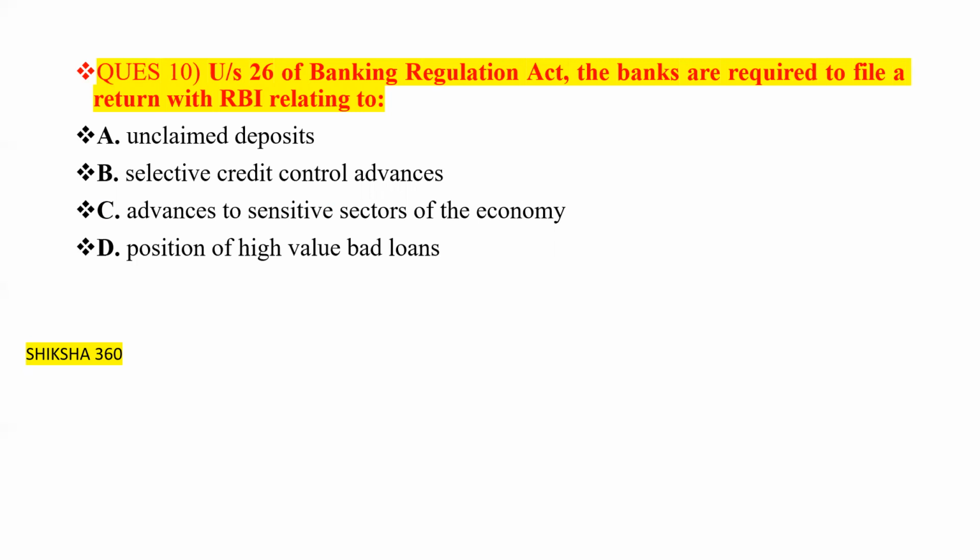Under Section 26 of the Banking Regulation Act, the banks are required to file a return with the RBI relating to: first, unclaimed deposits; second, selective credit control advances; third, advances to sensitive sectors of the economy; fourth, the position of high value bad loans. So the correct answer here is regarding the unclaimed deposits.